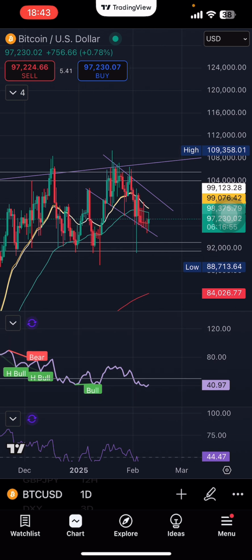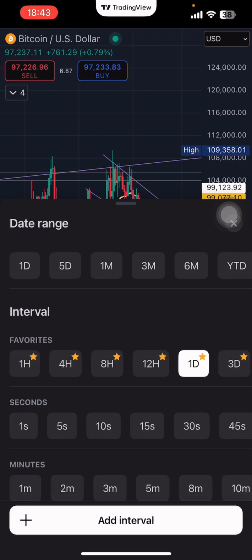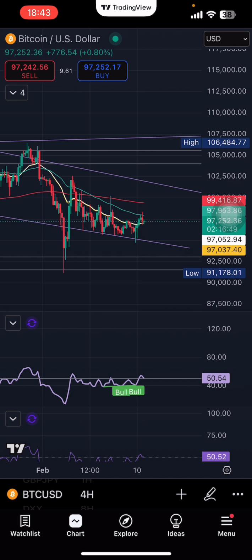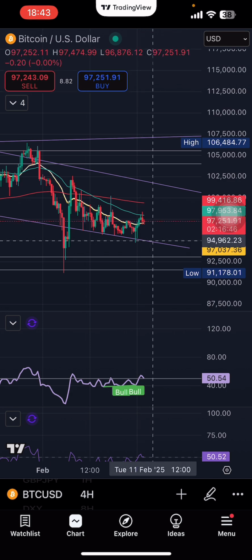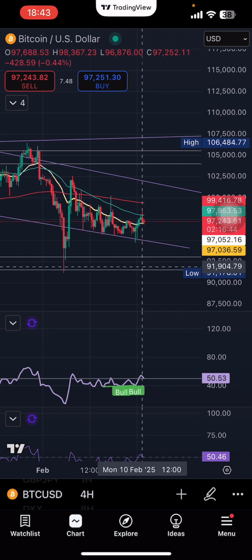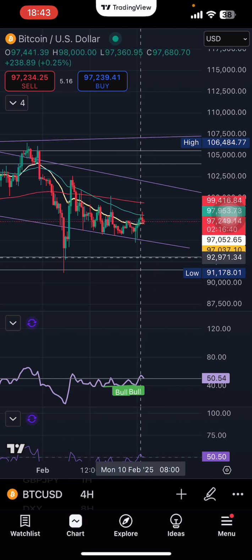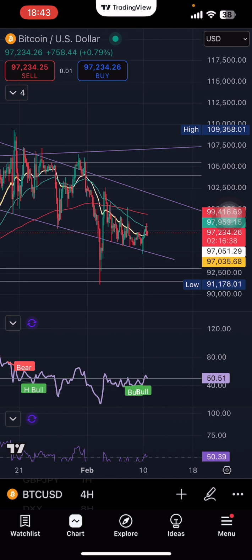So this is it. For a short-term trader, you can decide to go and see where you want to take the trade. You want to take the trade either here at the support or here at this zone where there's huge demand.